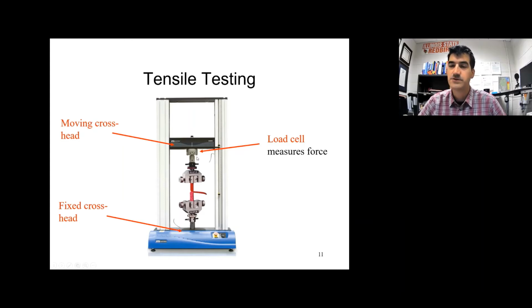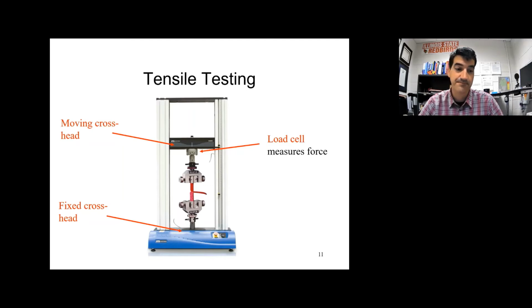This is called the load cell. And on our machine, it goes up to 100 kilonewtons of force. If you do the math, that's about 22,000 pounds of force that our machine can apply. That's a lot of force. So we're lucky to have such a really good piece of equipment.